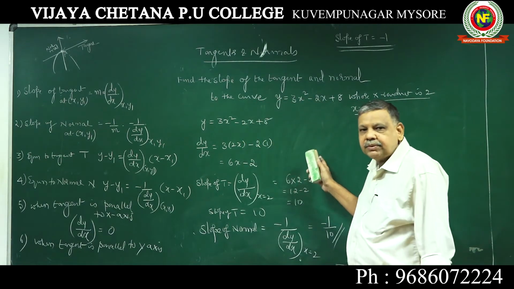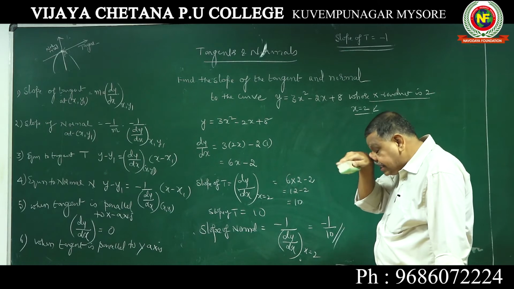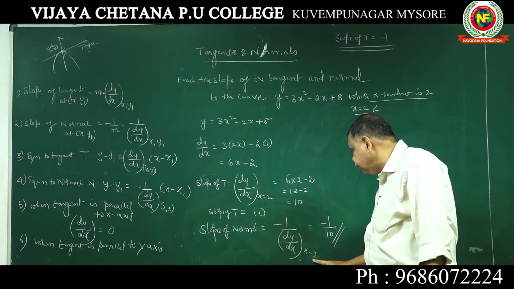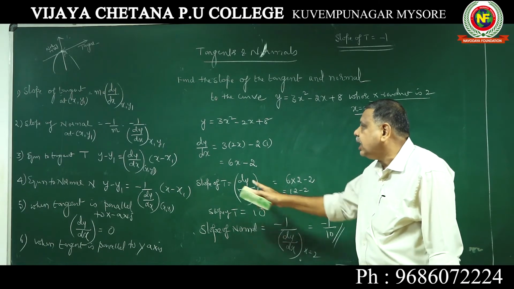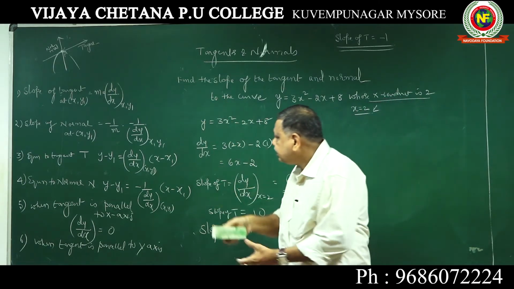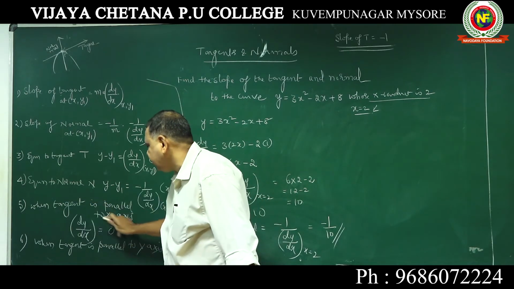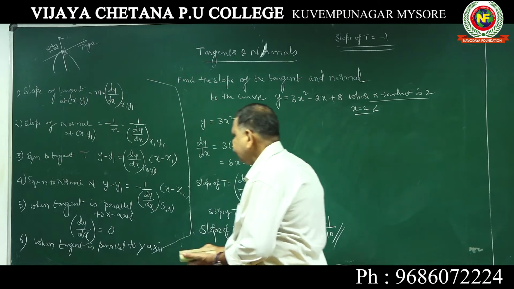Yes, we shall take another. I suppose you have followed this problem and copied this. We will go to the next problem. Minus 1 by dy by dx at x equal to 2 is the slope of normal, and the other is the slope of tangent. I have kept this one as it is for your reference. Please take these two things. Now you can copy these two things.